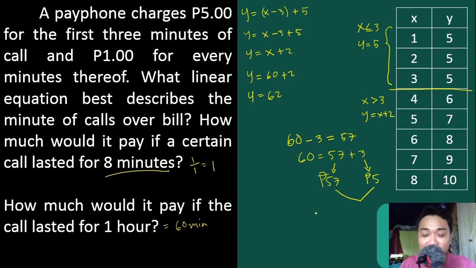And now, let us combine this kung tama nga. That is 57 plus 5. So, 7 plus 5 is 12. 5 plus 1 is 6, so 62. Ayan. So, tama yung ating sagot. Therefore, tama talaga yung ating linear equation.